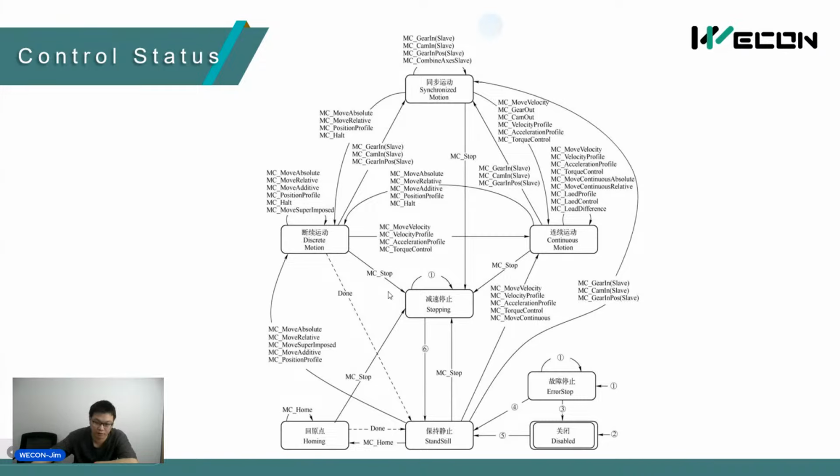If we use the MC stop function block to stop the axis, the status will change to stopping. After the stop is finished, the status of the axis will change back to standstill. We can use a function block, for example, read axis status, to get the current running status of our axis. And this picture shows the relationship of the status changes.